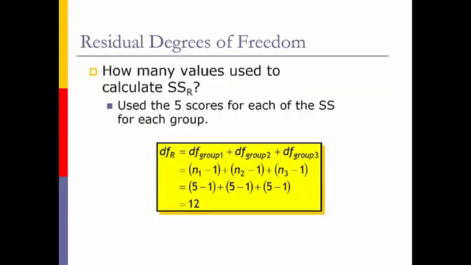And then how many degrees of freedom did we have? We had 5 data points, minus 1 for the mean. So 5 minus 1, added up 3 times, gives us 12 degrees of freedom for the residual sum of squares.